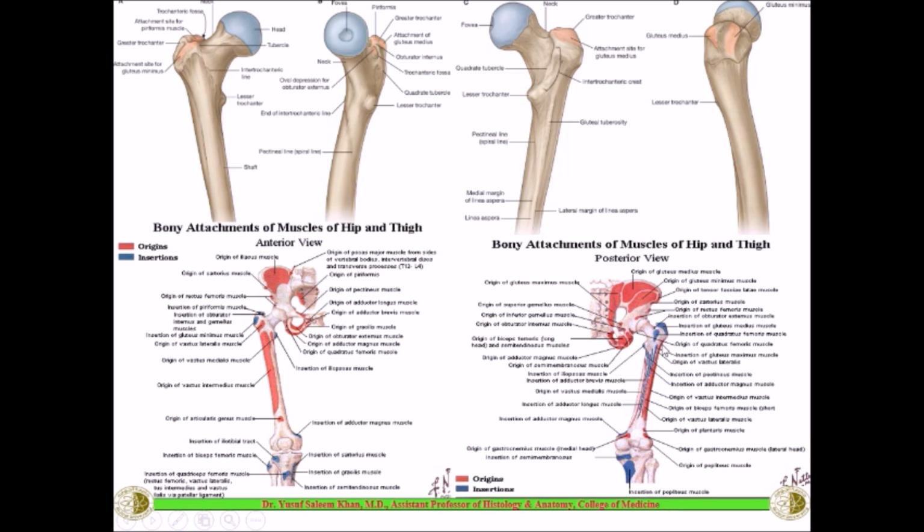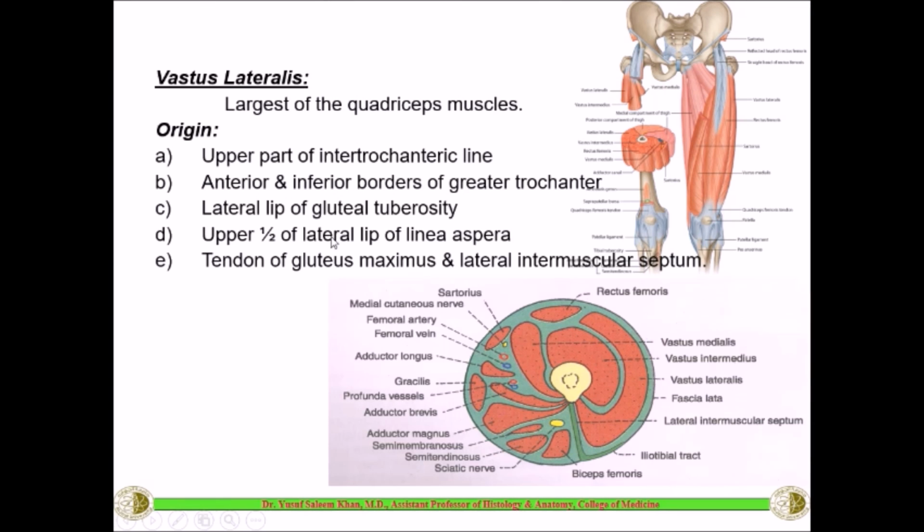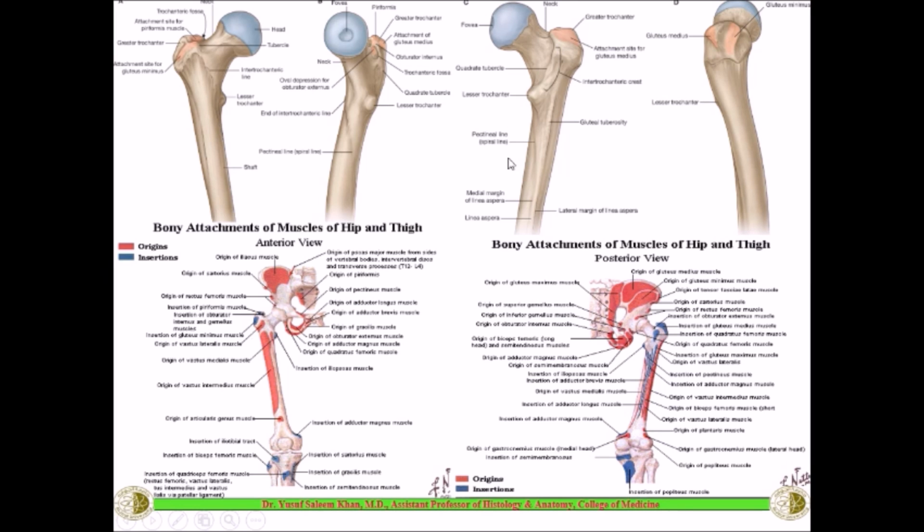So here you can see the same thing, the origin of the vastus lateralis. So it begins from the anterior side and goes behind, and this is the line along which it will be taking origin. Then the upper half of the lateral lip of the linea aspera. Where is the linea aspera? If you trace behind, there is a posterior border very clearly prominent.